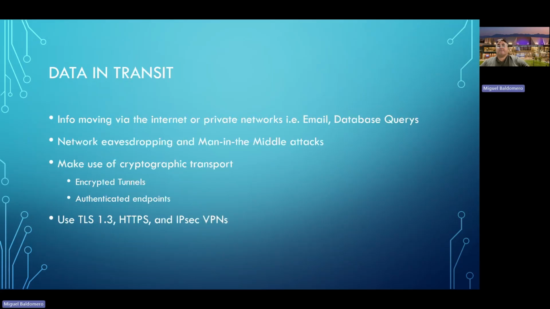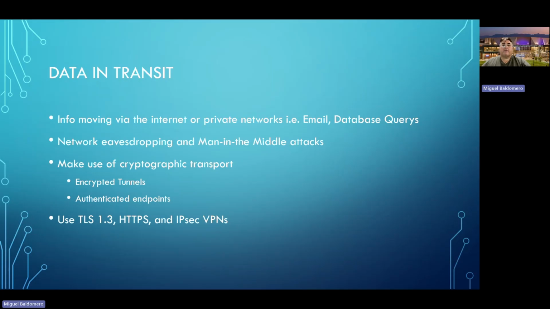Data in transit: information moving via the internet or private networks, things like email and database queries. Those are things that have now left the places where they're being stored, and they're now in transit.